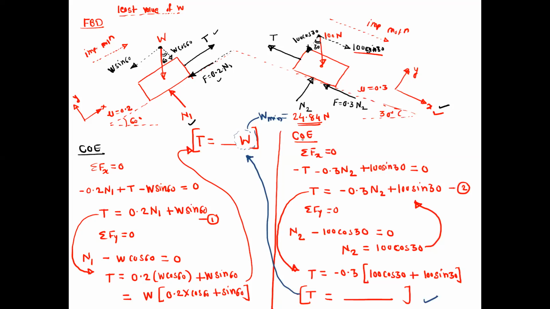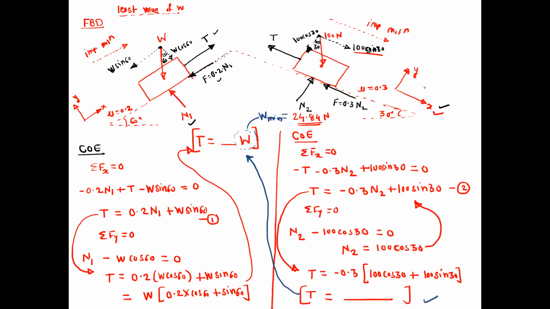By the calculation, you will get the value of W minimum as 24.84. So you can check this answer. If you get the correct value of T, then you will get the correct value for W minimum. So I think T value is 24 something and W is 24.8.